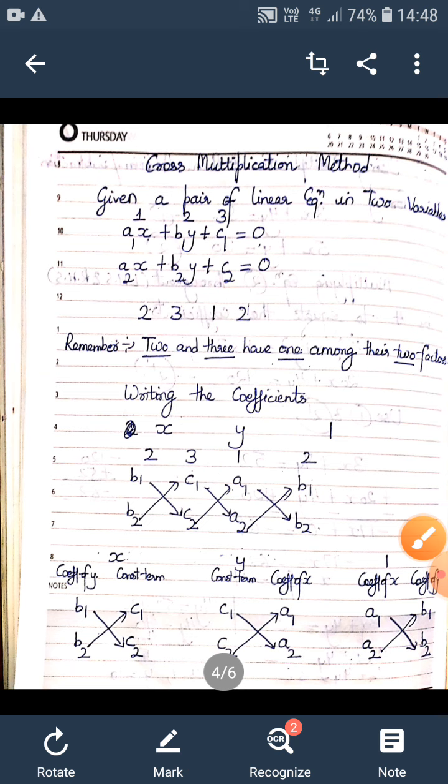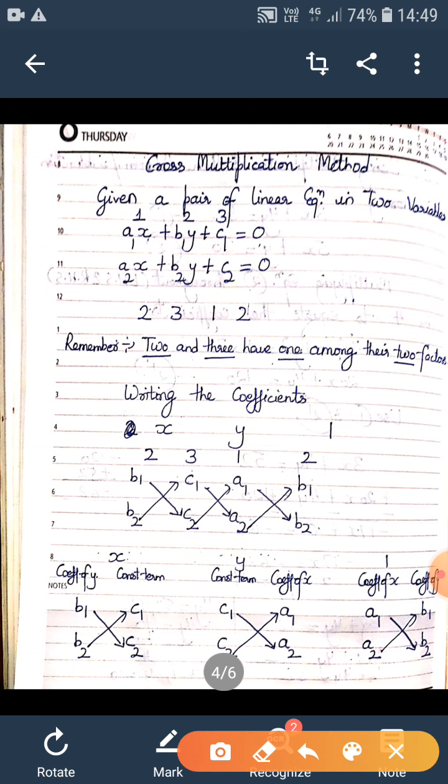Now, another method of solving a system of linear equations in two variables is the cross multiplication method. What is the cross multiplication method? It is based on the coefficients of x and y and the constant term. So if we are given a pair of linear equations in two variables, a1x plus b1y plus c1 equals 0 and a2x plus b2y plus c2 equals 0, we can see that there are three terms.